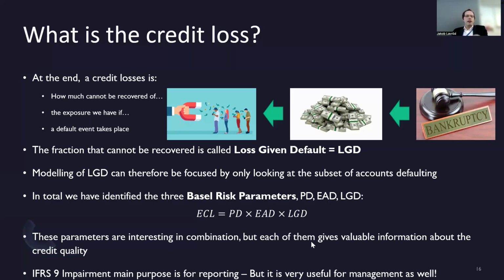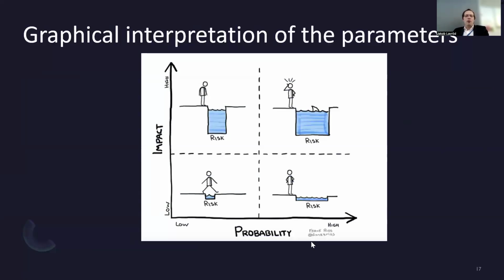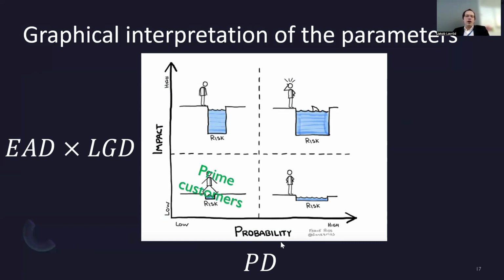And basically, the impairment was created for reporting, but it is really useful for management as well. And sometimes I show this representation of it, that you put the PD on the x-axis and you put the EAD times LGD, so the loss. So, one way to think about it is to say, okay, if there is very little PD and there's also very little loss, this is excellent.